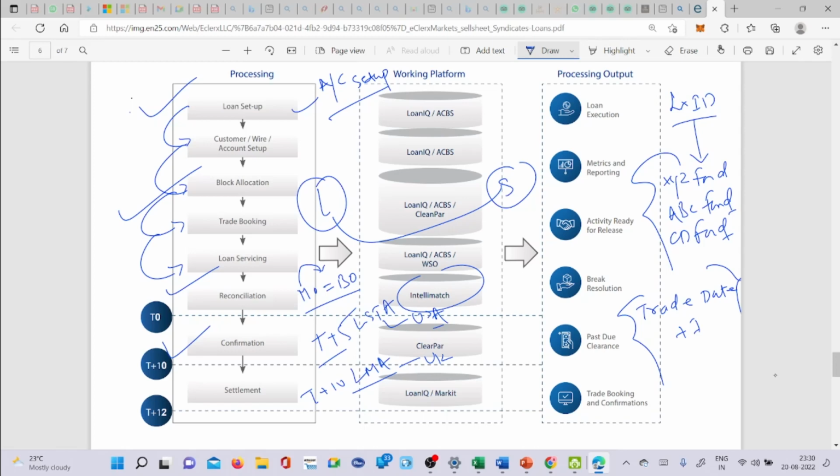And how you can match it? So IntelliMatch provides a facility where you can see the ledger versus the statement, and you can match it. If you see unmatched or pending items, it means something happened with your internal records, which are created by the trade booking team or settlement team.